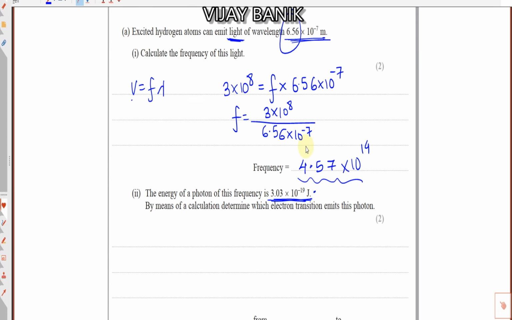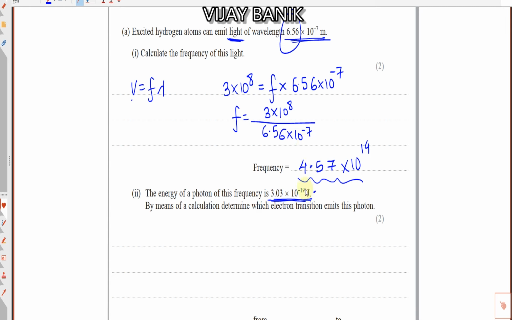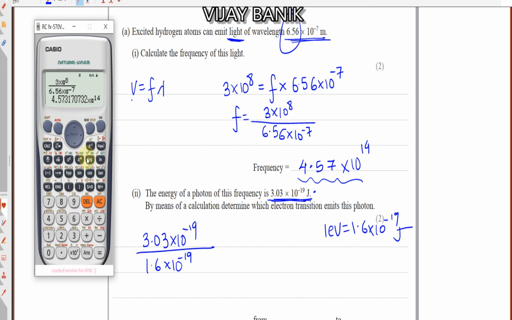Okay, so for that I need to convert this energy to electrovolt. If you want to convert joules to electrovolt, 3.03 × 10 raised to minus 19 divided by 1.6 × 10 raised to minus 19. Because I told you 1 electrovolt is 1.6 × 10 raised to minus 19 joules. So if you want to convert joules to electrovolt, division. Okay, let's do that in the calculator. How much is that coming?